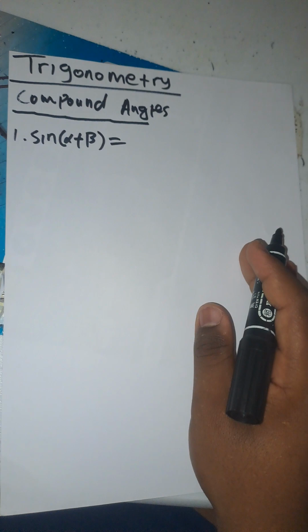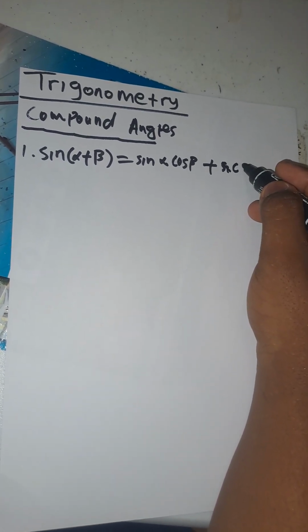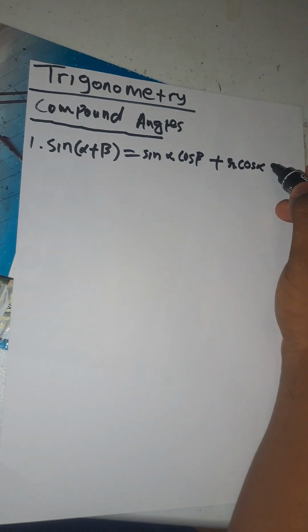So what is it going to be? Sine of alpha plus beta is going to be equal to sine alpha cos beta plus, no, check, don't say sine, plus what, sorry, cos alpha sine beta.